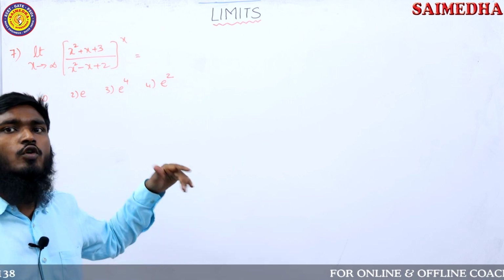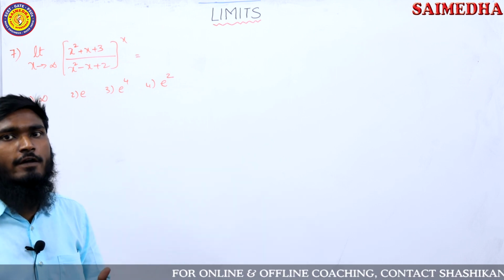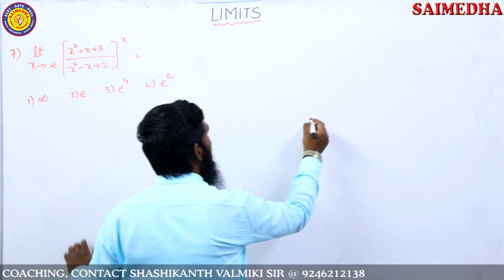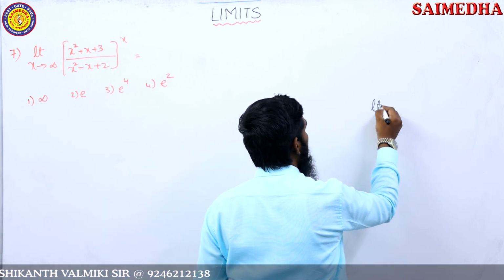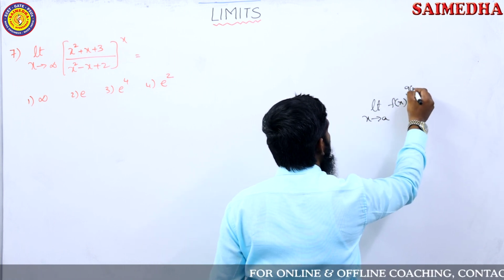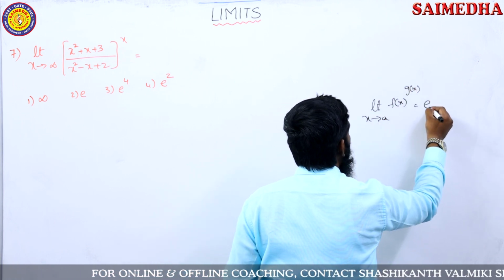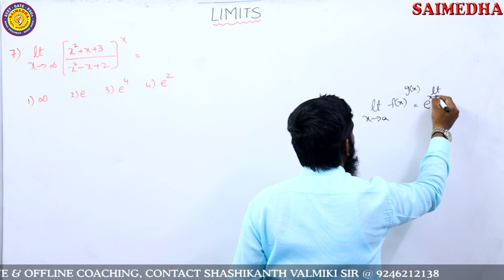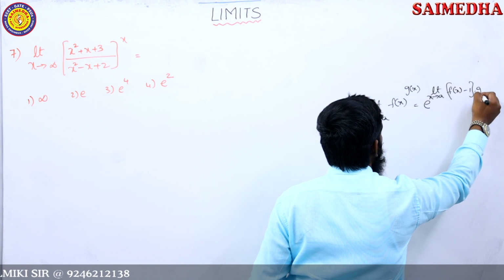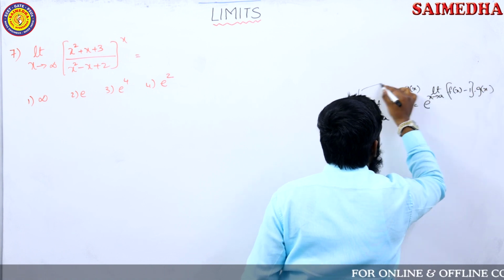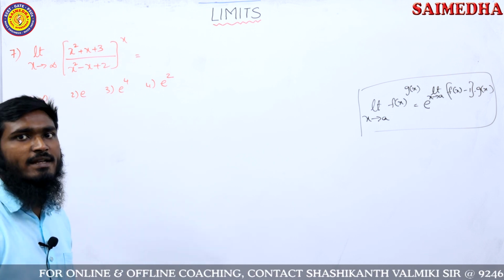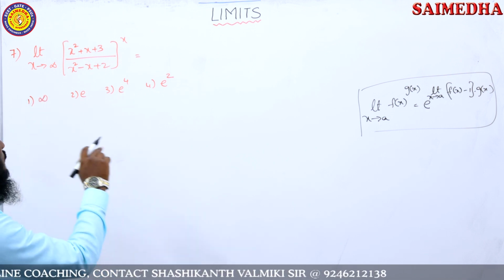Okay, now if you don't know that part, what is the formula for f of x to the power of g of x? If it is limit x tends to a f of x to the power of g of x, it is equal to e power limit x tends to a (f of x minus 1) into g of x. What is the formula? E power limit x tends to a (f of x minus 1) into g of x. We have to use that part.